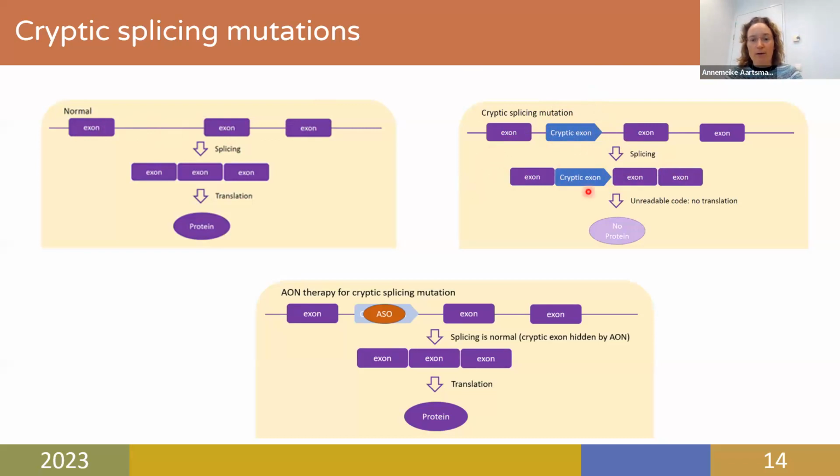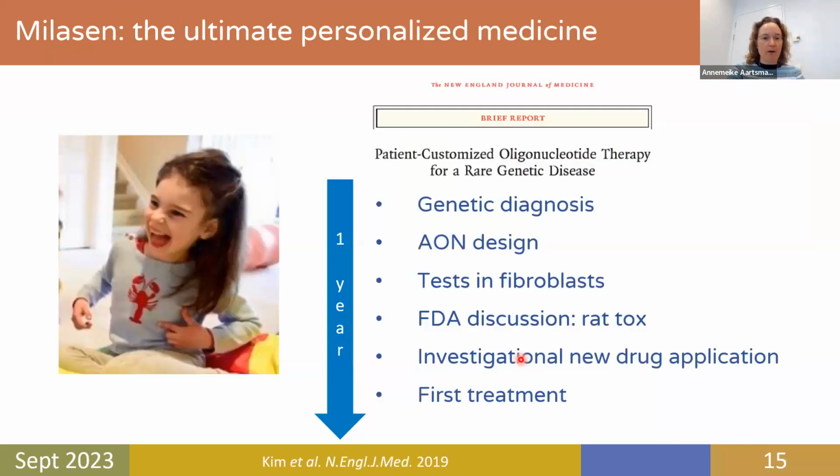If you would block this, and you can do this with AONs or ASOs, same thing, then what you end up with is the normal transcript. So it's not like in Duchenne, where instead of going from non-functional to partially functional protein, here you go from having no protein to having a completely normal protein. So the eligibility is really high, and it has high potential. However, these cryptic splicing mutations are very, very rare. So that poses a challenge.